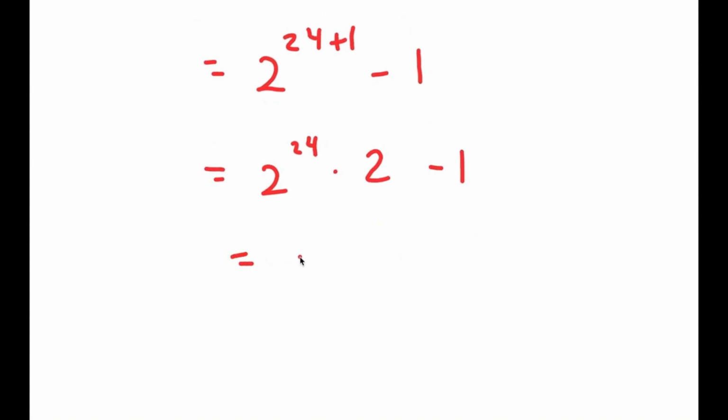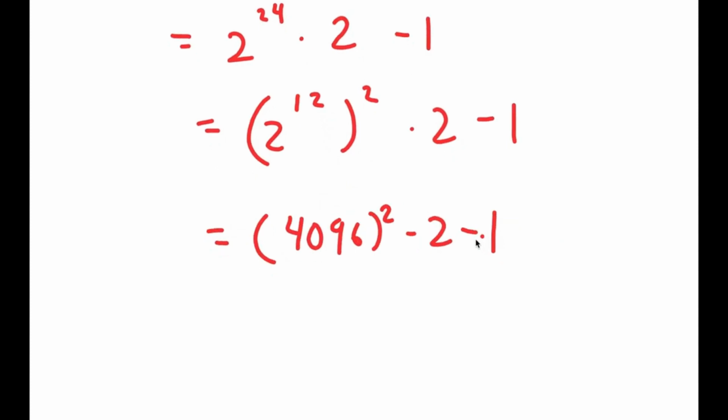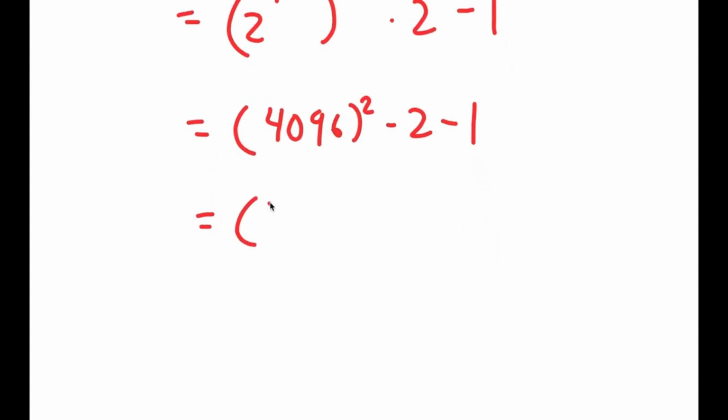And 2 to the power of 24 is the same thing as 2 to the power of 12 squared. Now 2 to the power of 12 is equal to 4096, so I get 4096 squared times 2 minus 1. And 4096 I can rewrite as 4000 plus 96 squared.